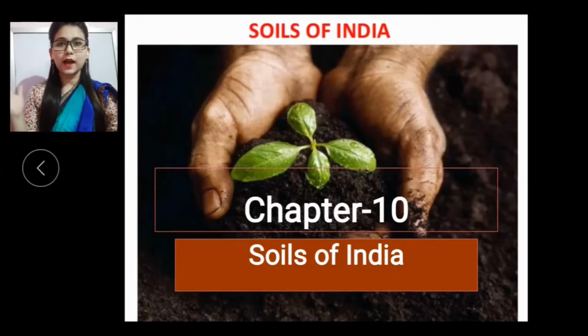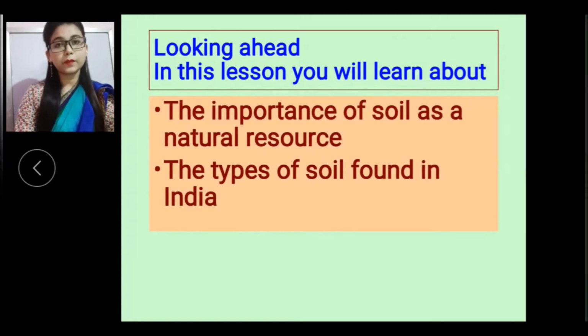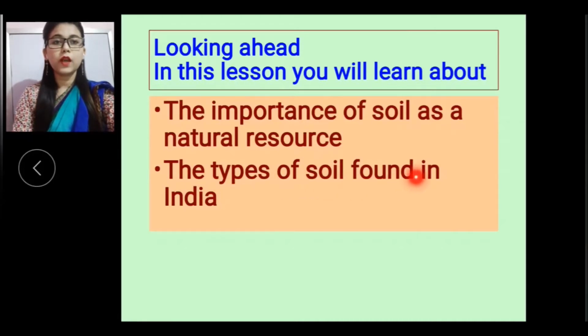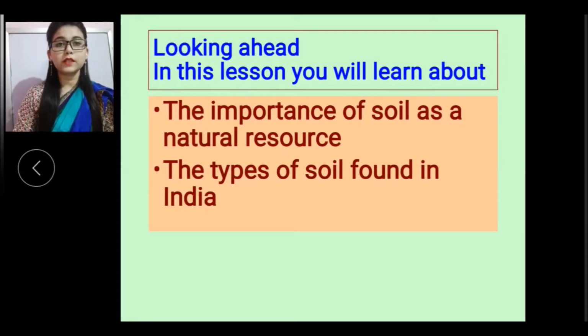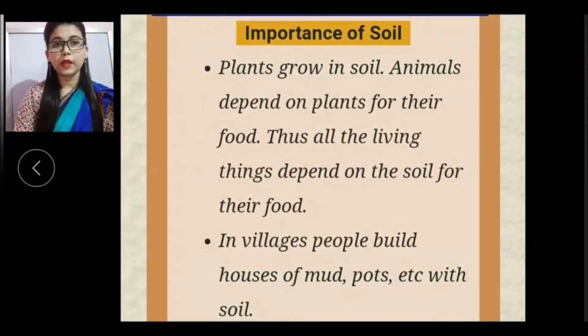So let's get started. We'll see first of all what points we are going to cover in this chapter. We are going to study the importance of soil as a natural resource, and the types of soil found in India. So about the soil particularly we are going to study in detail. We have seen already that soil is very important. All living things are dependent on soil for food, and we grow food in soil. So that is why it is a very important natural resource for us. Now let's see what we are going to study.